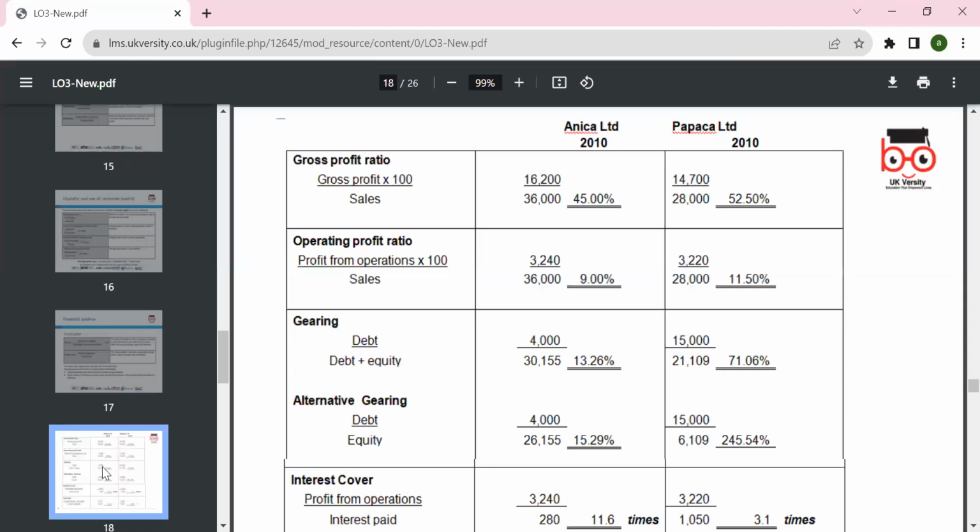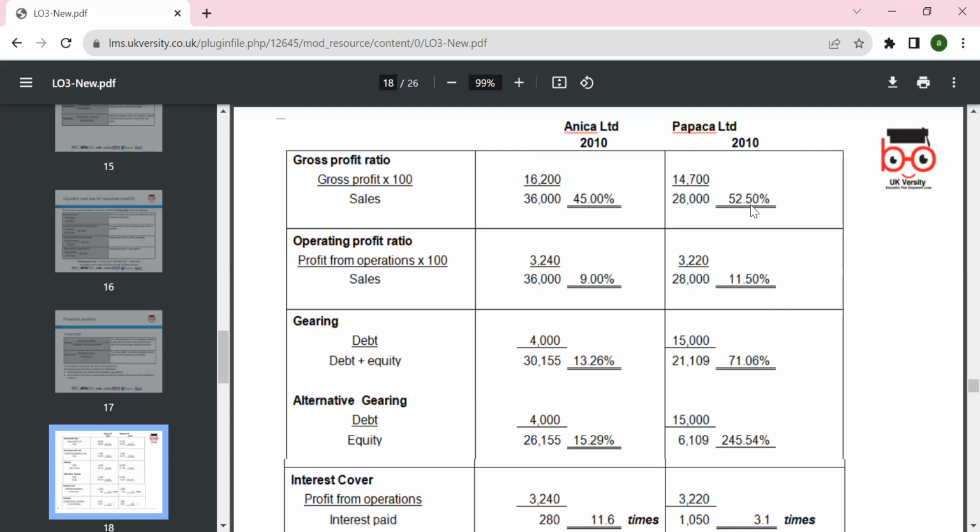Anika's gross profit was 16,200, and their sales, or what we call revenue, was 36,000. So we're looking at the first profitability ratio. If you divide the profit by sales and multiply by 100, because it's a percentage you have to convert, this came to 45% for Anika, and Papika's came to 52%.